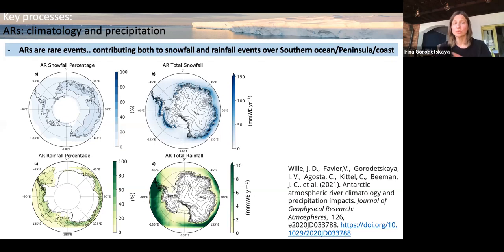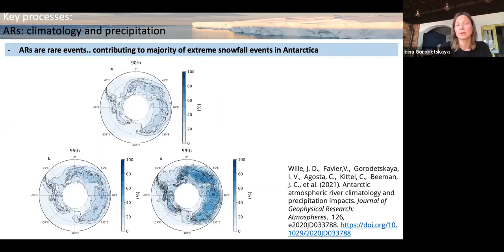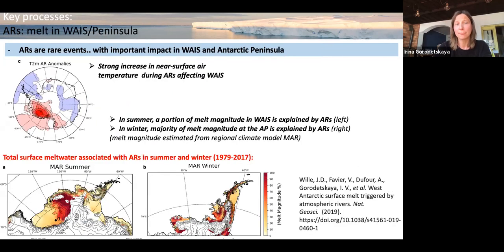So this is the total snowfall and rainfall, and if you focus on the extreme snowfall events, which, if you remember at the beginning of the slide, I showed are a really important contribution to total annual precipitation. Here, if we look at the most extreme events, the 99th percentile, on the bottom right, we see that the majority of these events are explained by the atmospheric rivers. So despite their rare occurrence, they have really important impacts on the extreme precipitation.